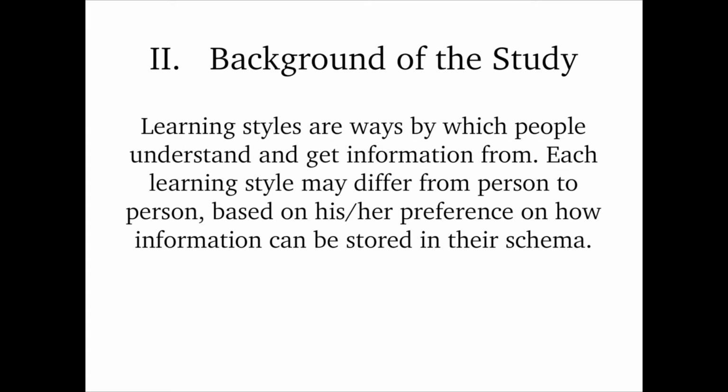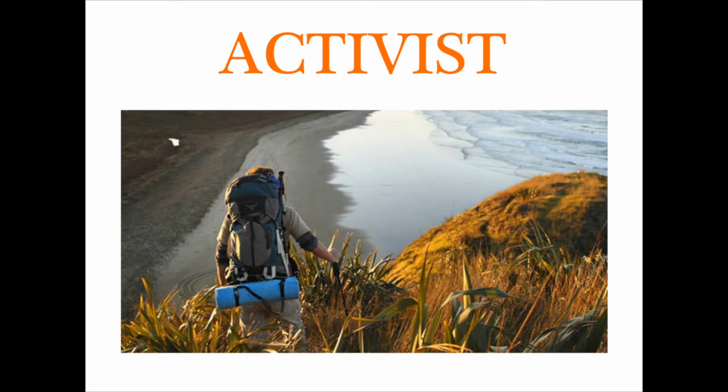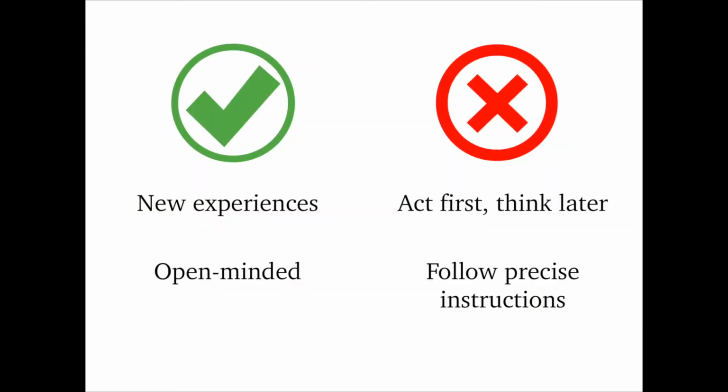Learning styles are ways by which people understand and get information from. Each learning style may differ from person to person based on his or her preference on how information can be stored in their schema. The first learning style is called the activist. Activists learn through experiencing and are willing to take on the challenge by trying new things. They are open minded and learn best during their team task.